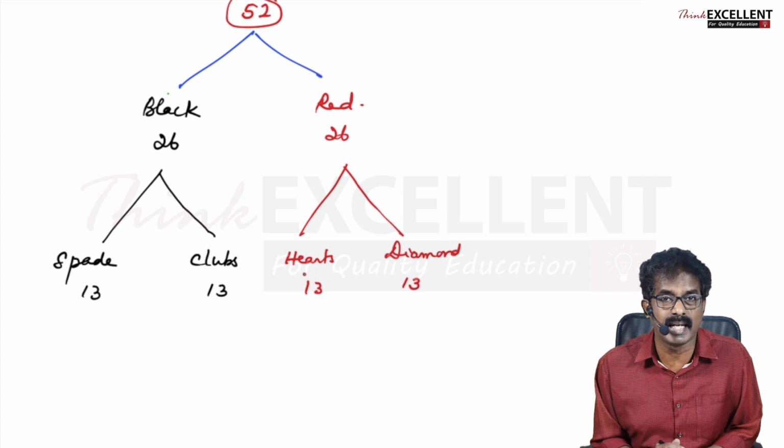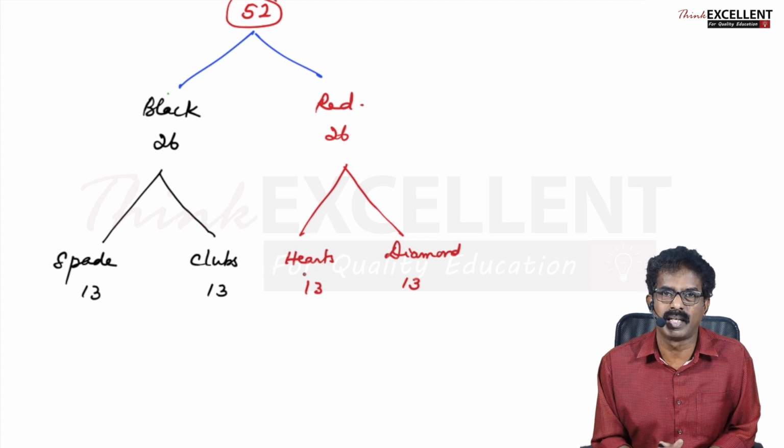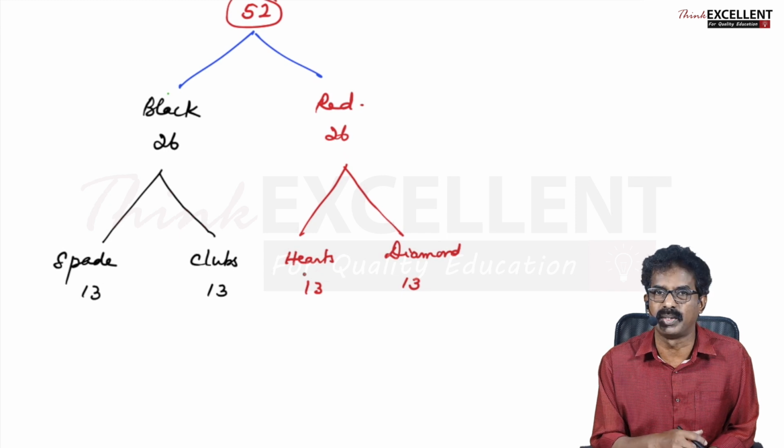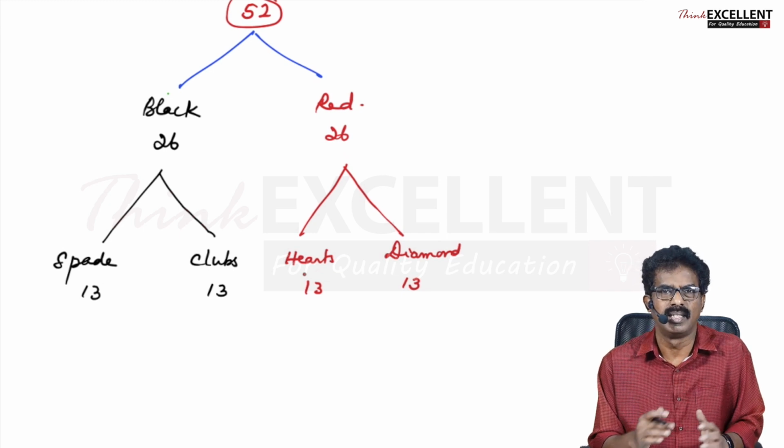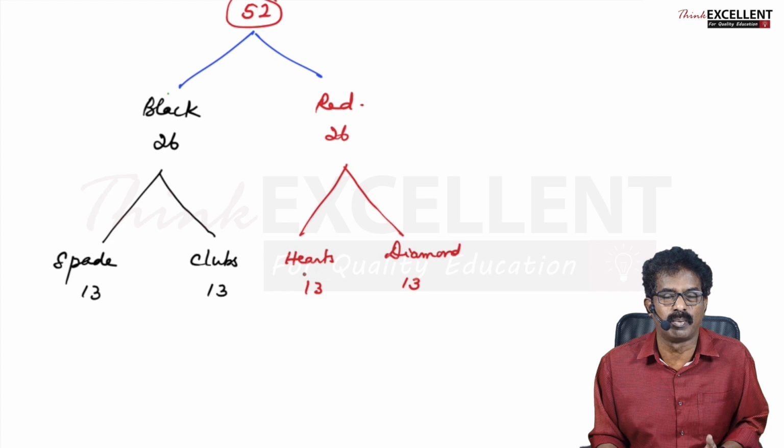What's the probability of getting a diamond card? How many diamond cards are there? 13, right? So 13 by 52. Okay, so just try to understand. Not solving how many questions you solved. Once you understood anything, you can solve even 1,000 questions.